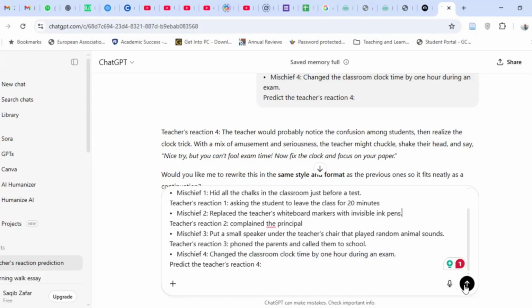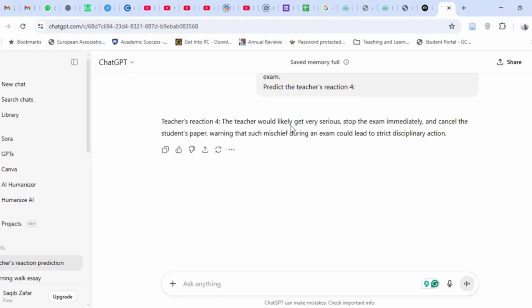So now the response of ChatGPT will change. What is the prediction? The fourth action: the teacher would likely get very serious, stop the exam immediately, and cancel the student's paper, warning that such mischief during an exam could lead to strict disciplinary action. So you see, with this type of thing we can expect something from students' behavior, from our colleagues' behavior as teachers, and what action the principal is going to take in response to something.